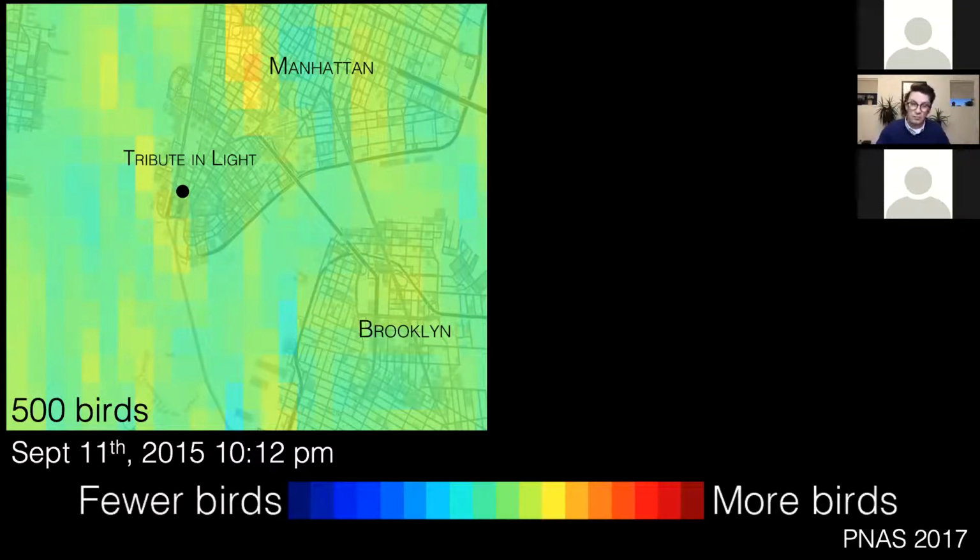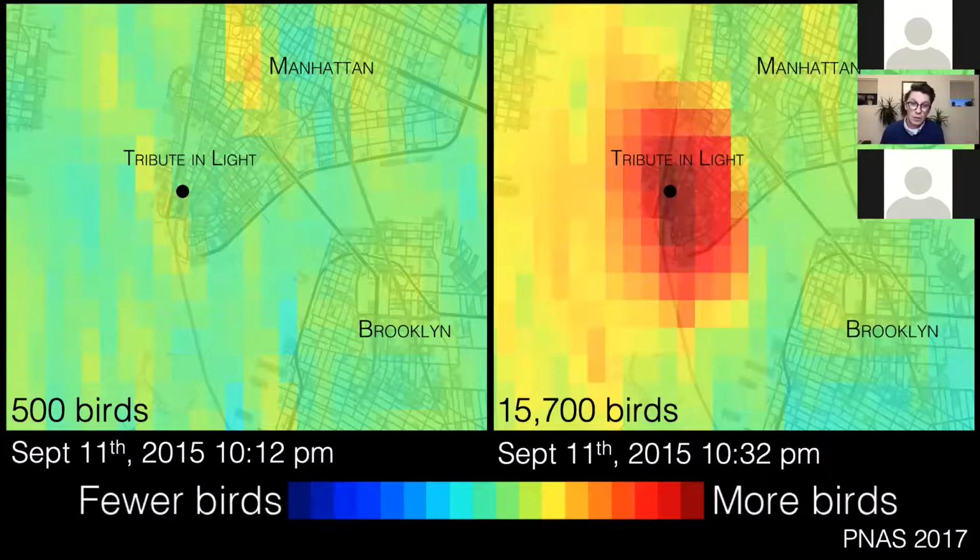Twenty minutes later, we get a new sample from the radar data, and the lights have now been turned on. In the previous image, they're off. This is what it looks like when the lights are turned on. In just 20 minutes, our estimate is around 15,700 birds surrounding the Tribute in Light. It's a near magnetic pole, with these birds being pulled off course. And unless those lights go off, this intensity doesn't subside much at all. They just keep circling and circling, causing more risk for those birds and potential collisions with buildings.